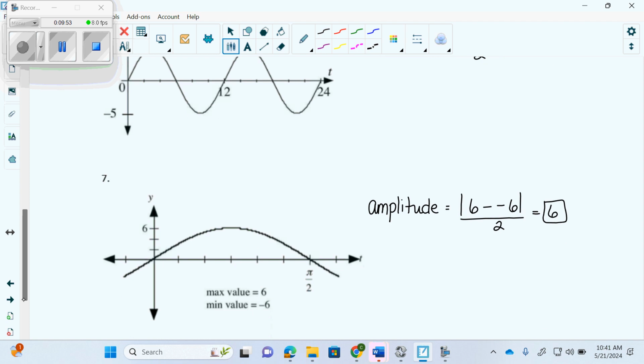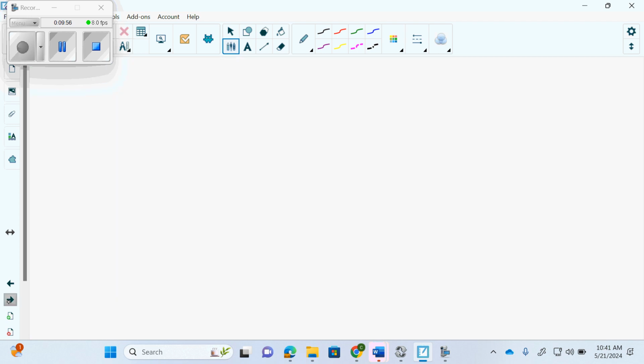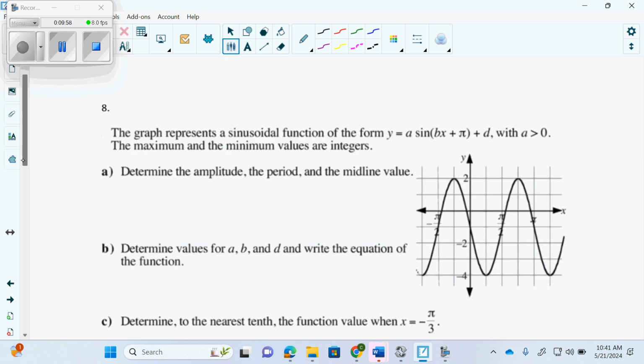I'm going to flip over. I somehow made myself an extra page. The amplitude for this one, is this one symmetrical about the x-axis? Is the same amount above as below the x-axis? That's what I mean by symmetrical. No, so it won't just be the vertical distance from the x-axis up. So this one's going to be the absolute value of the maximum, which is 2, minus the minimum, which is negative 4, sorry, divided by 2. So it's 6 divided by 2, which is 3. Do we agree?